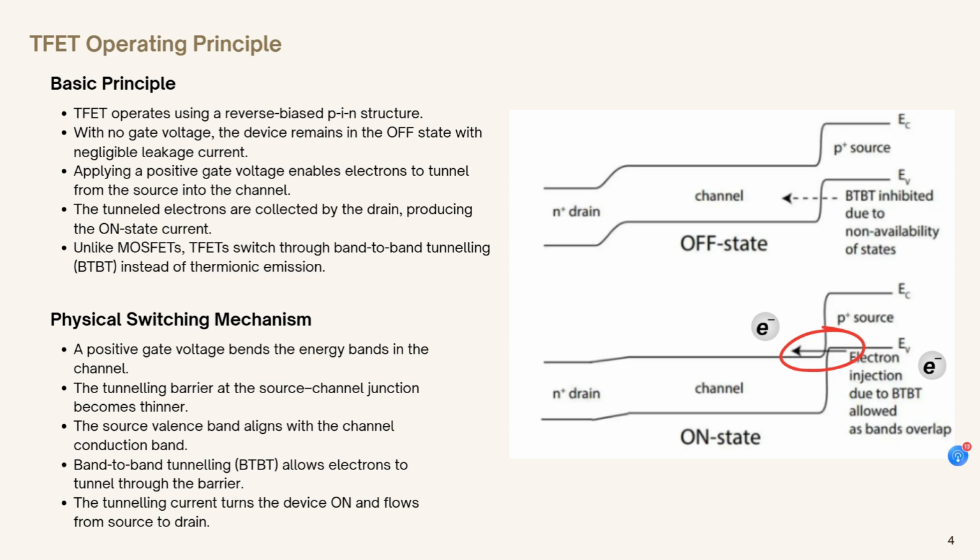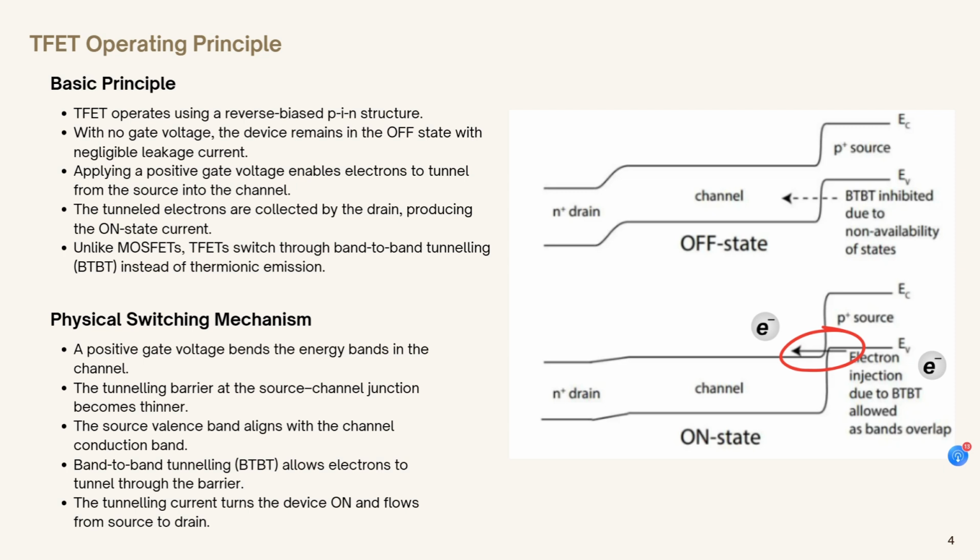Band-to-band tunneling does not occur. As a result, only a very small leakage current flows through the device. When a positive gate voltage is applied, the situation changes. The gate creates an electric field that modifies the energy bands near the source-channel junction.